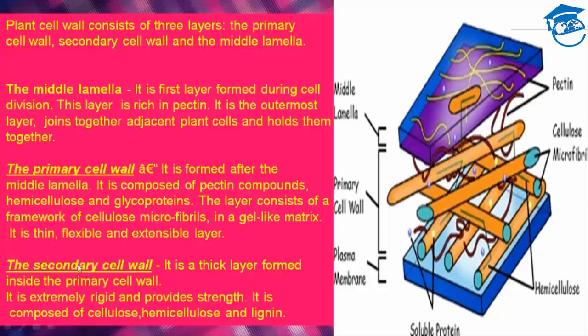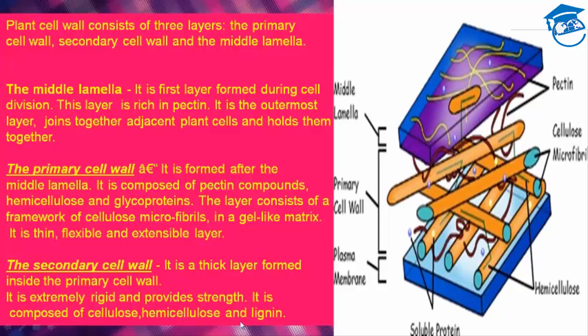Then comes the secondary cell wall, students. It is a thick layer which is formed inside the primary cell wall. That means the secondary wall is formed inside the primary cell wall, so that's why it is not shown here. It is extremely rigid, and it provides tensile strength to the cell. It is composed of cellulose, hemicellulose, and lignin.